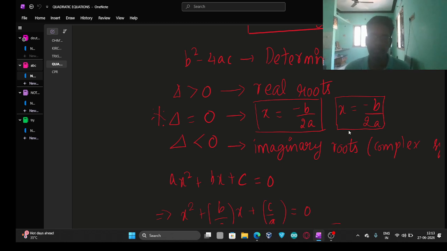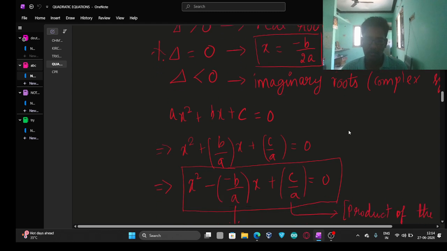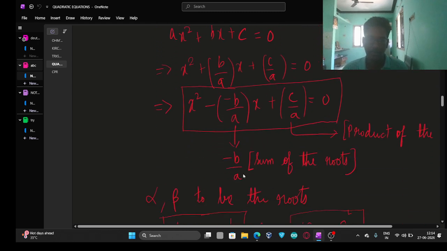So now let's see some more properties, how we could expand this sum and product of the roots as a relationship, and find a pattern in how it deals with the quadratic equation. So far we saw minus b by a is equal to the sum of the roots, and c by a is equal to the product of the roots.